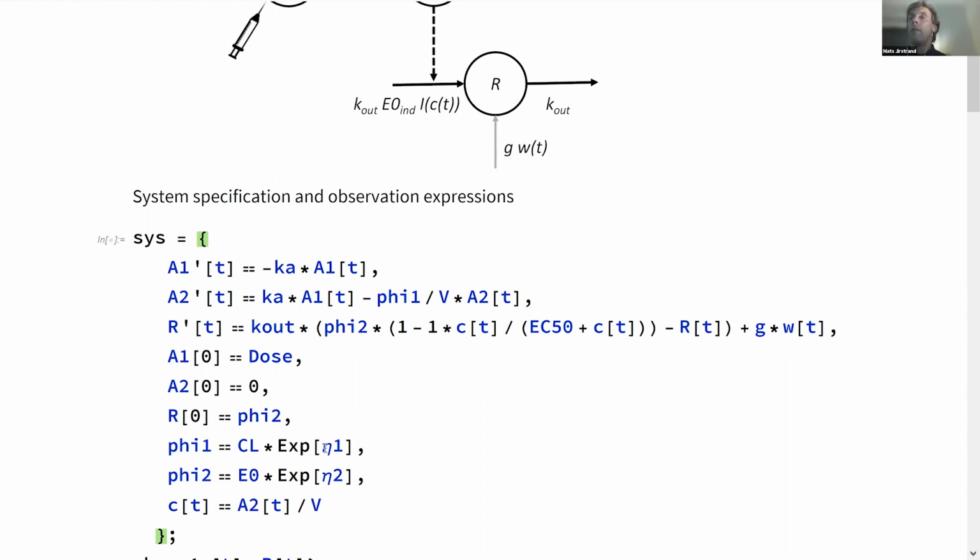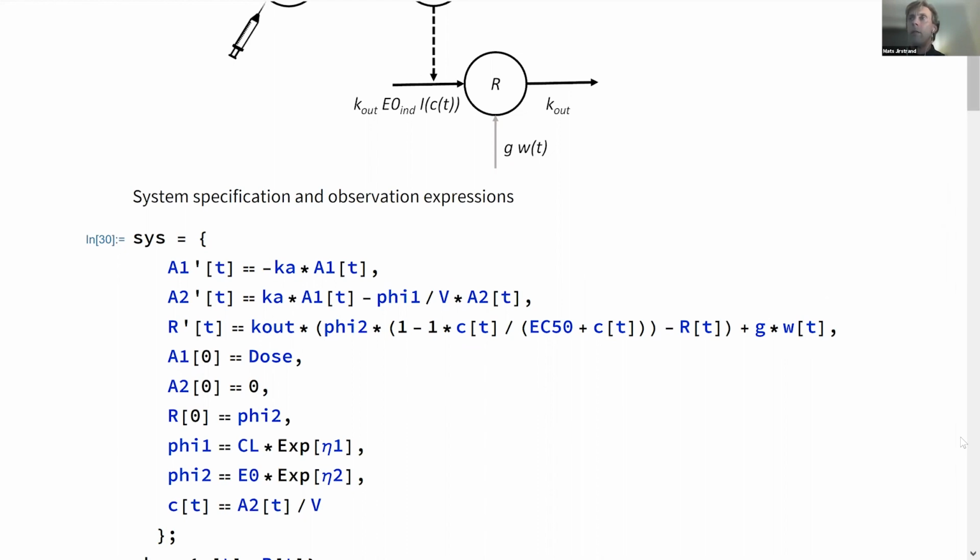And in this case, we have 2 random effects, eta1 and eta2. One is still related to the clearance. The other one is related to E0, which is essentially the baseline of this response here. So when you have no drug or whatever, that should be pretty much a straight line that fluctuates a little bit since we have this stochasticity in the differential equation. But the mean value of that is also what we would like to fit, and that has some spread over the individuals. So let's have a look at that.